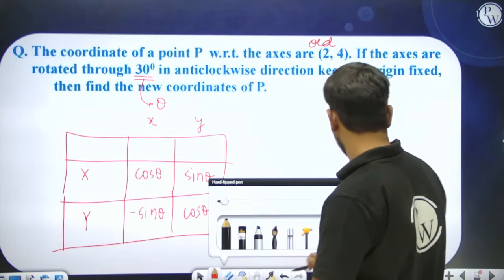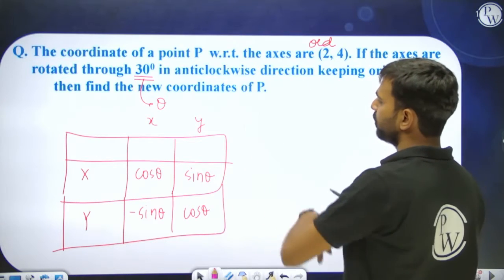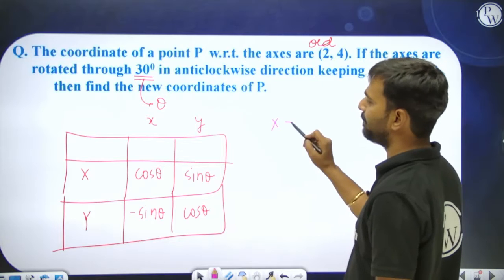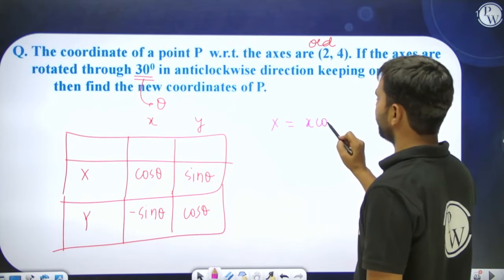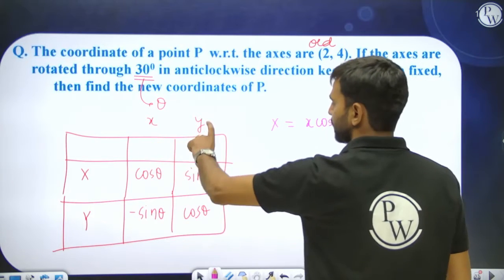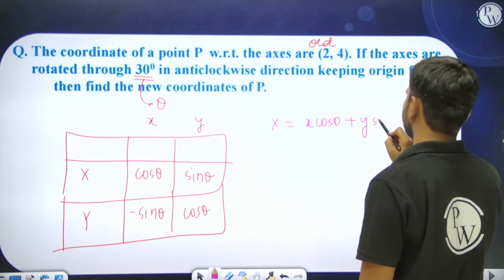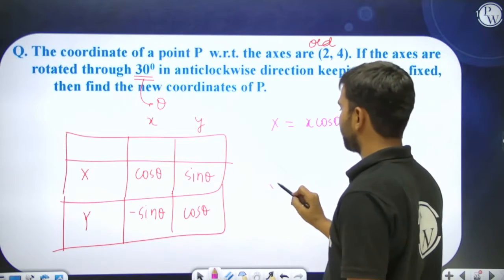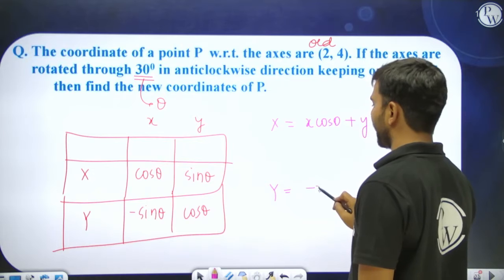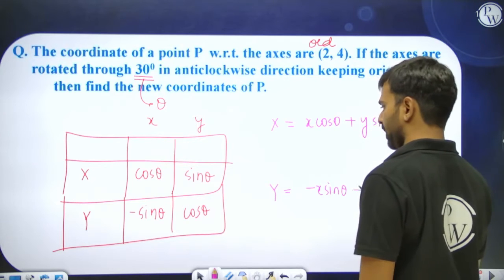Now over here we need to find out the new coordinates. So we need to write down capital X. Capital X is nothing but x into cos theta, plus y into sin theta. The capital Y new coordinate is what? Minus x into sin theta plus y into cos theta.